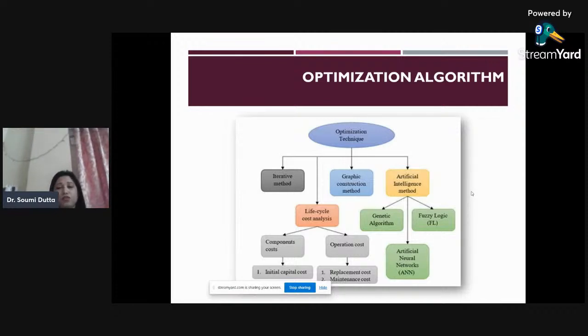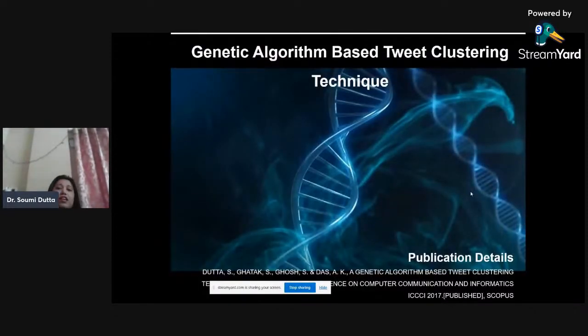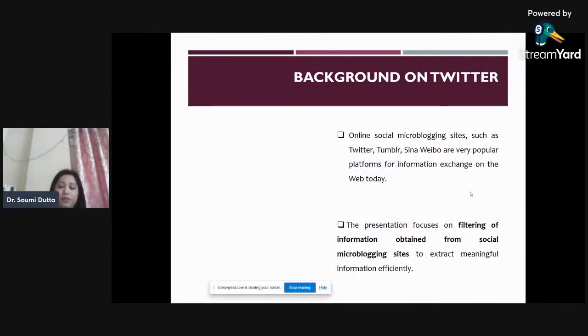So now let me go to the next part, that is the genetic algorithm. Some of the applications I will be showing you, such as a clustering technique, and how we can implement this in different cases, not only in bioinformatics. Everywhere, for solving different sorts of problems, we can definitely use this genetic algorithm. So let me say how it is going to help you.